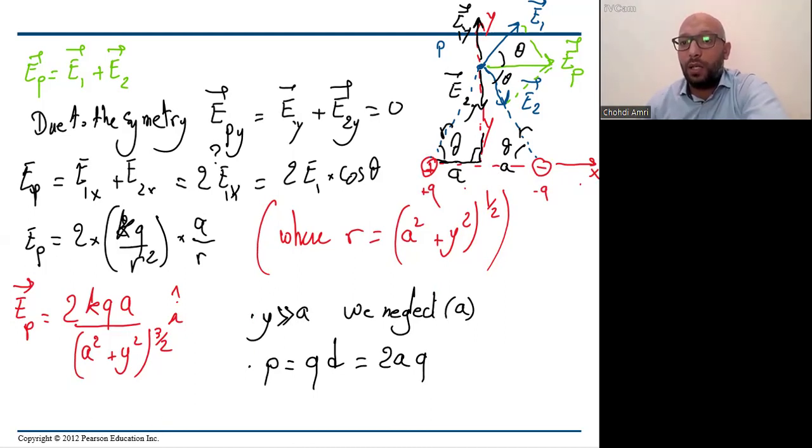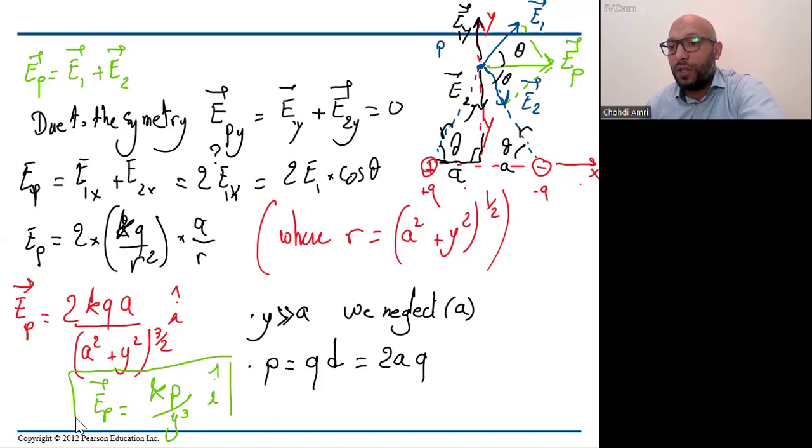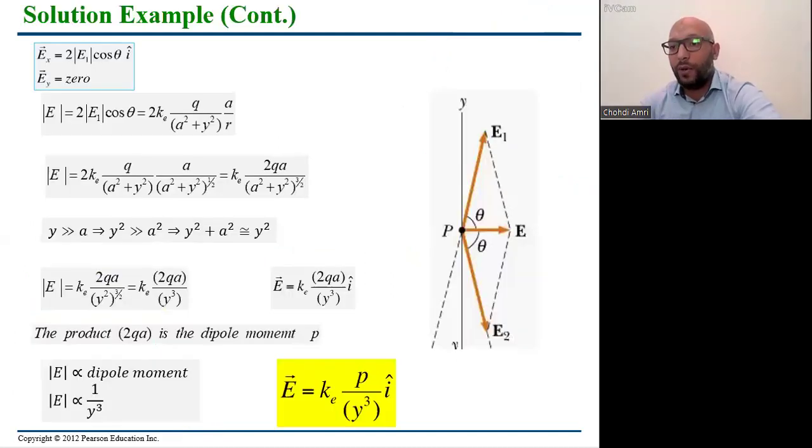So this equation becomes as the following. E at the point P will be 2KQA. That means K multiplied by P, and we neglect the A. That means divided by Y cube and along the x-axis. So this is the final expression of our electric field at the point P produced by the electric dipole. The electric dipole is along the x-axis, and the point is along the y-axis. And we are done with this first example.